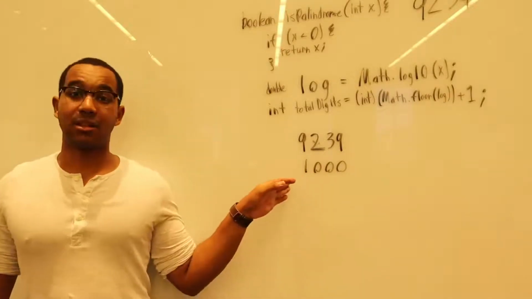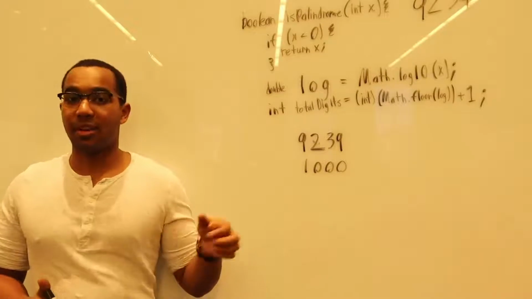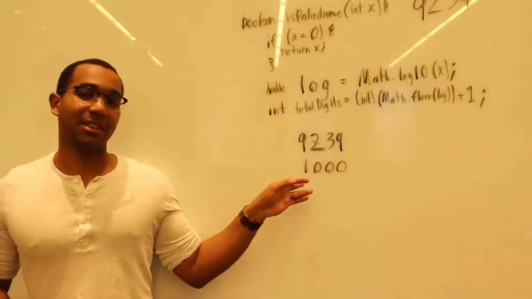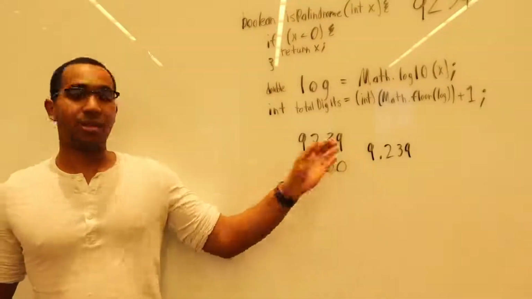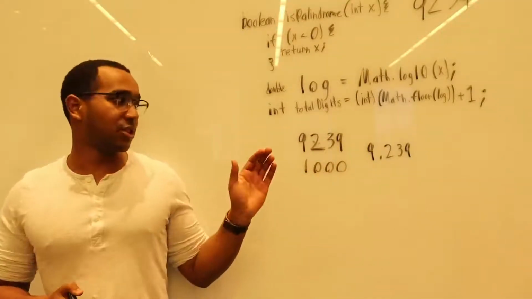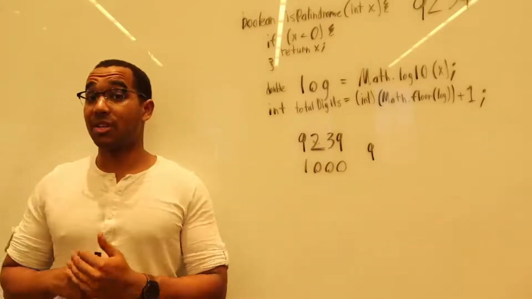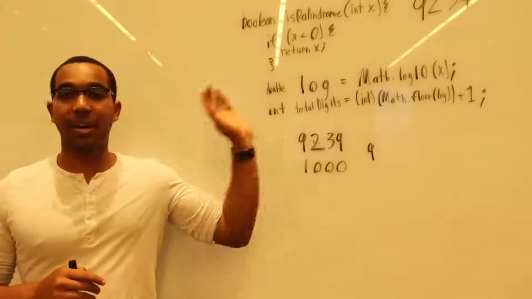Why do we need this mask? The mask is going to allow us to chop off the final digit. If we do 9,239 divided by 1,000, we get this. That value is either a float or a double. If we store that as an integer, it will truncate the decimal place, and it'll just become 9. By chopping off the decimal place, we're effectively saying, forget about the remainder.